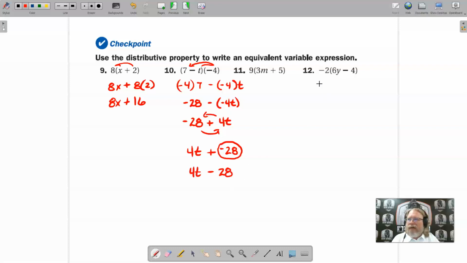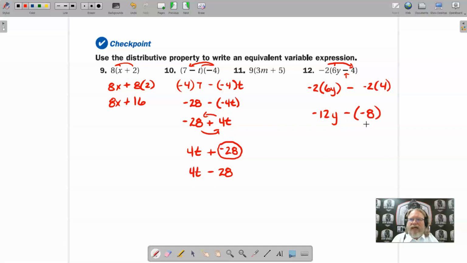And then let's go ahead and do number 12 over here. Negative 2 distributed into the 6y, so that's going to be negative 2 times 6y. And then I also have the negative 2, and I'm going to multiply that times the 4 over here. So that's going to be 4. And it is subtraction, so I'll put a subtraction sign there. Now, negative 2 times 6 is going to be negative 12, and the y goes along for the ride. Bring that y down. Put our minus sign there. And then 2 times negative 4 is going to be negative 8.